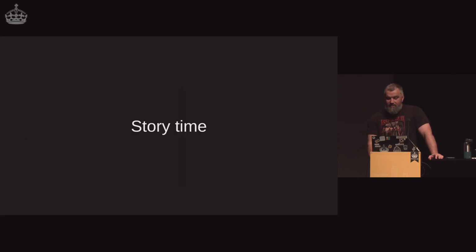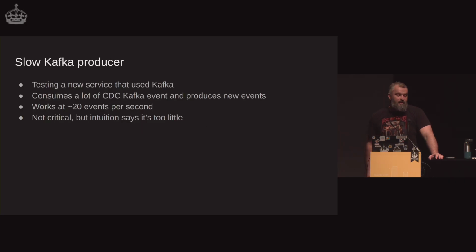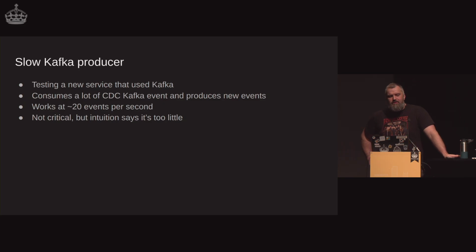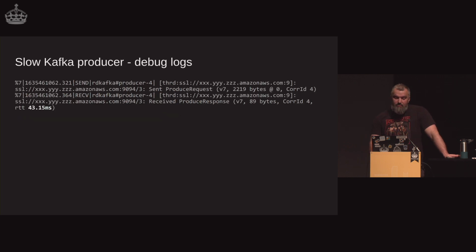And another story time. We started to do projects using Kafka. So we had a consumer which reads messages, then enriches them, and produces new events out of it. And we did some kind of light stress test. A single consumer producer was doing only like 20 events per second, which is too low. So I got some time to look into this problem.